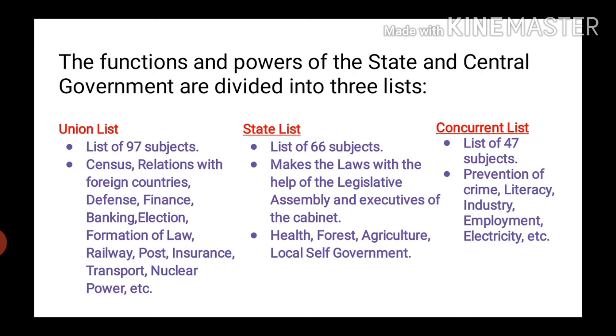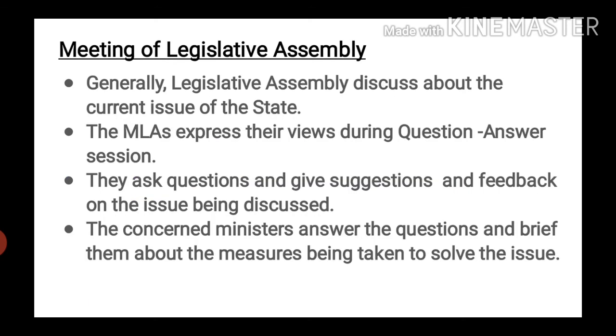The State list contains 66 subjects. It makes laws with the help of the Legislative Assembly and the executives of the Cabinet. Examples given here are health, forest, agriculture, and local self-government. Then comes the Concurrent list, which has 47 subjects, and examples given here are prevention of crime, literacy, industry, employment, and so on.